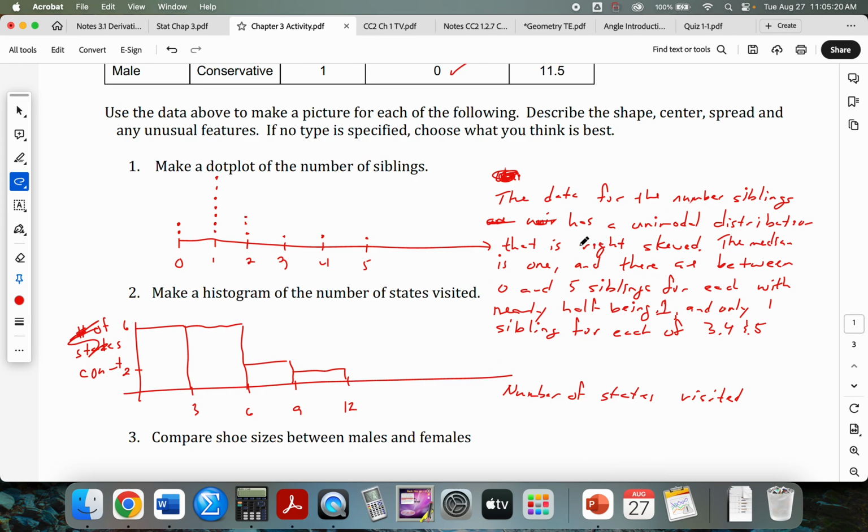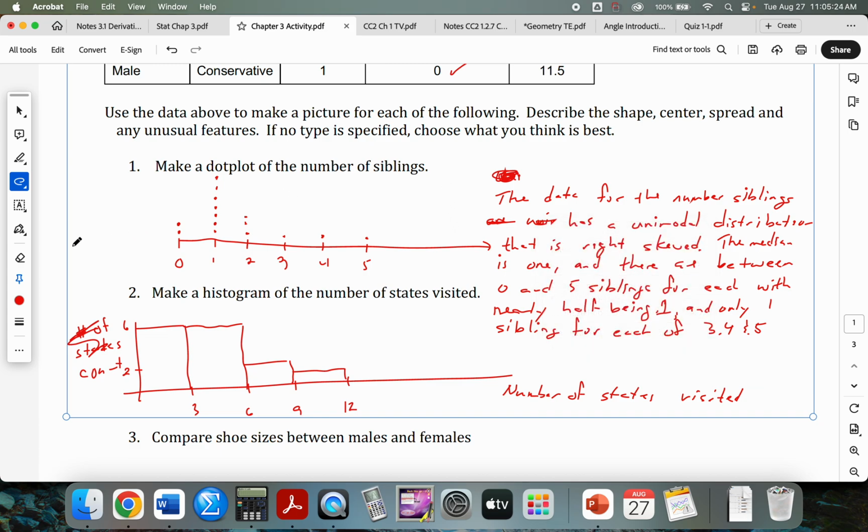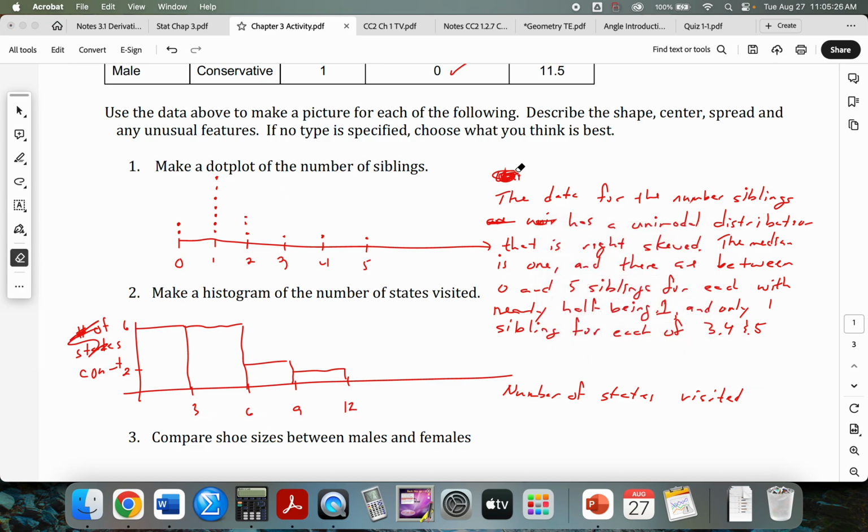All right, so let's describe this one. Now we want to talk about shape, center, spread, any unusual features.